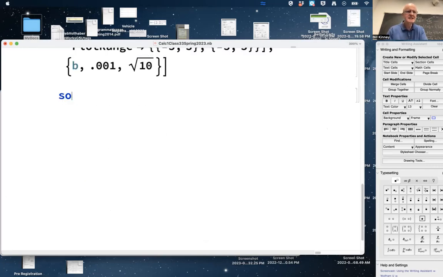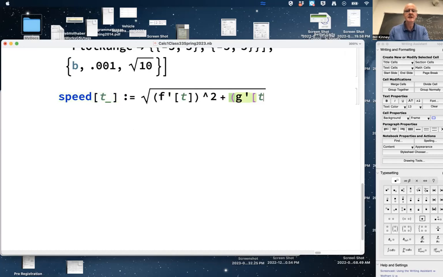Can I make a function speed of t? What's speed of t? Well, it's a constant function in the first case, just 1/2 centimeter per second, but maybe I should type it in the more general form. And this is something to write down if you haven't written anything down yet. The general formula for the speed, hopefully you've at least written what I've written, is square root of f prime of t squared plus g prime of t squared.